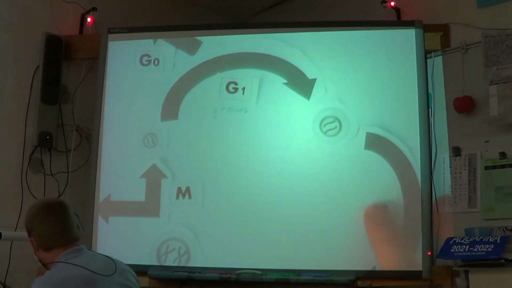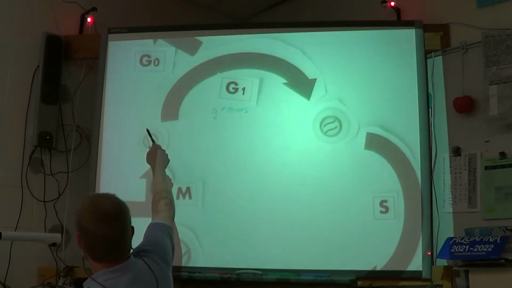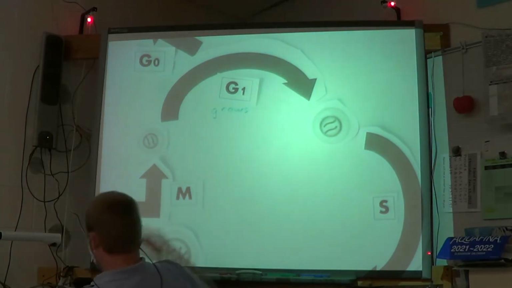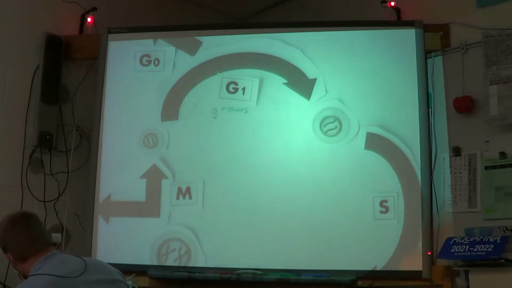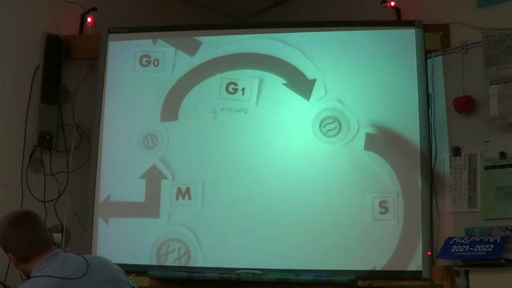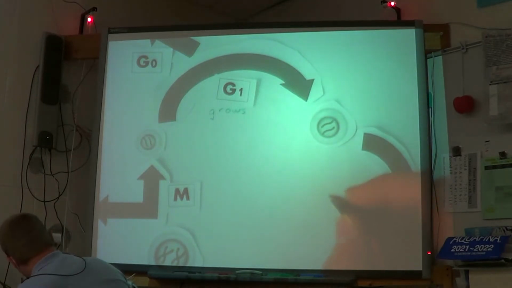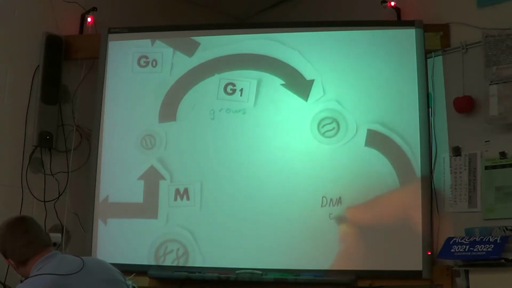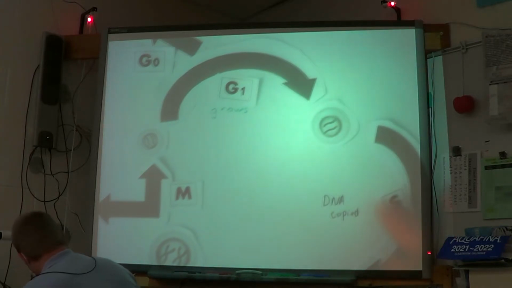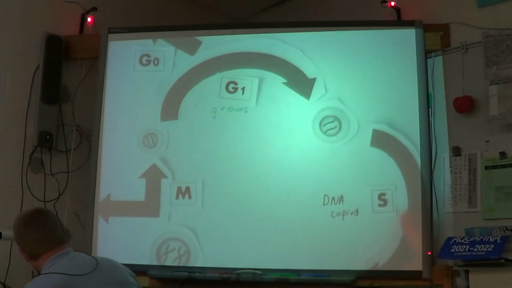So during G1, the cell grows, and that's what our image shows. From this cell to this cell, it physically gets larger. S stands for synthesis. And when we synthesize things, we make or we put together, but specifically what is made or what is replicated or what is copied? The DNA is copied. During S phase, the DNA is copied.